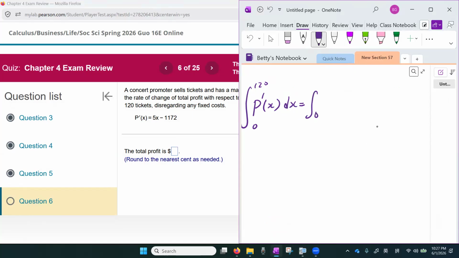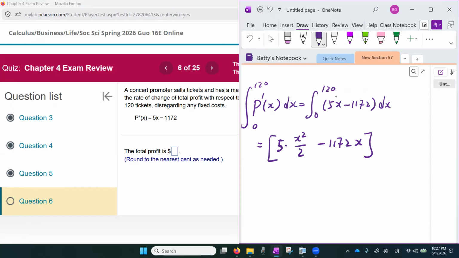From 0 to 120, P prime x, which is 5x minus 1172, dx. All right, so for the antiderivative, 5 remains as coefficient 5. For x, we have x squared over 2, right? And for 1172, it becomes 1172x. You should be very familiar with the formula now. And we put the antiderivative in the bracket.